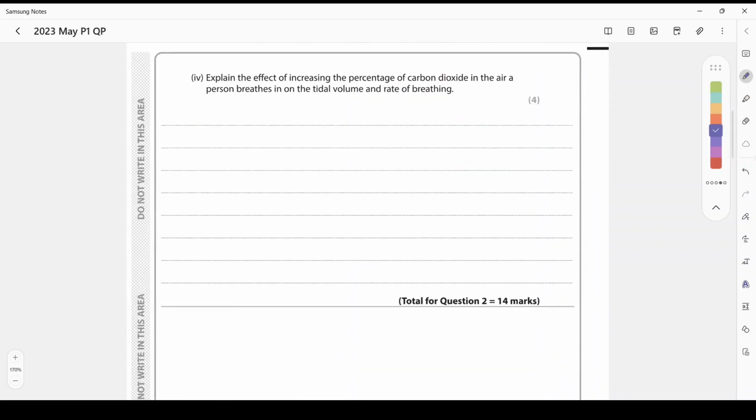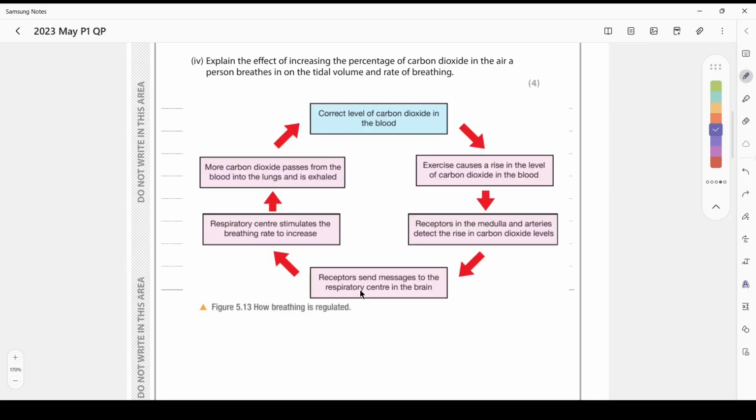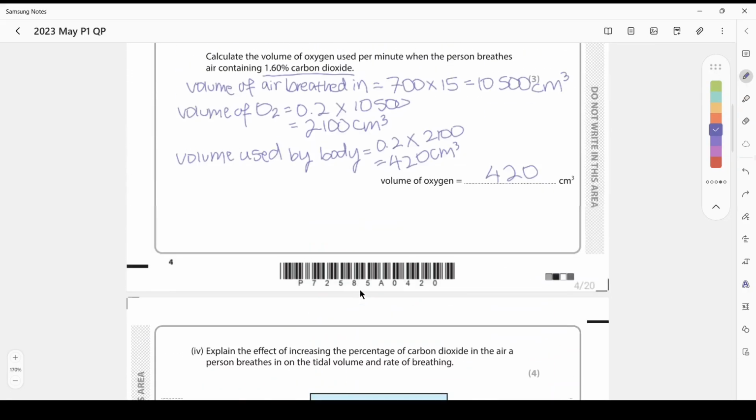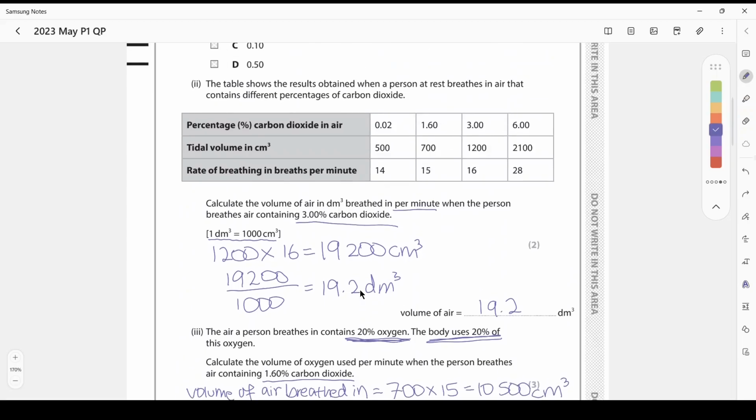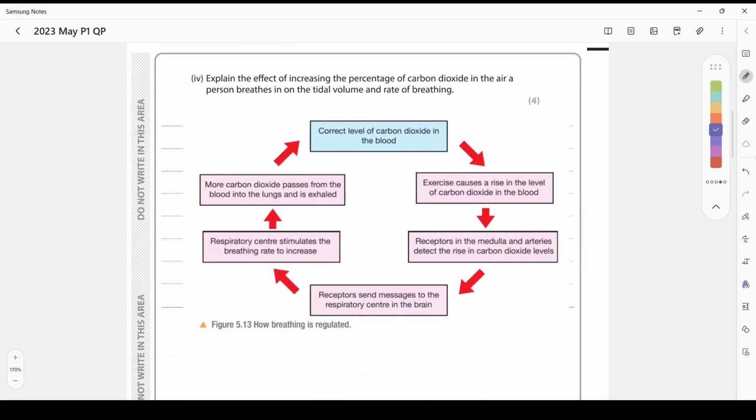Let's scroll to the fourth part. Explain the effect of increasing the percentage of CO2 in the air a person breathes in on the tidal volume and rate of breathing. So I've included a diagram here, but let's go back up to the table. So we can see that as the percentage of carbon dioxide increases, so does the tidal volume and the rate of breathing. So let's go back down to this graph.